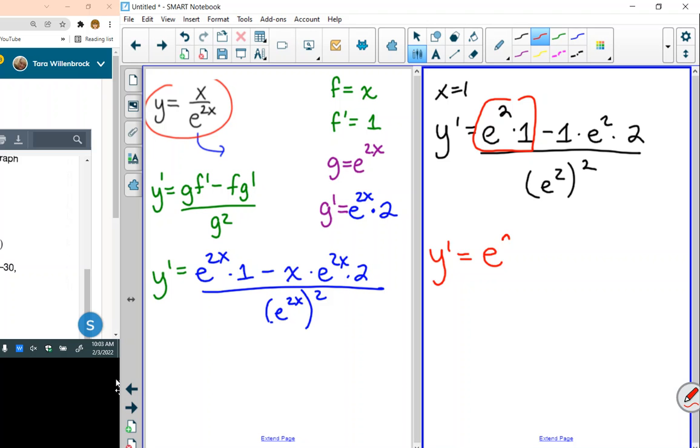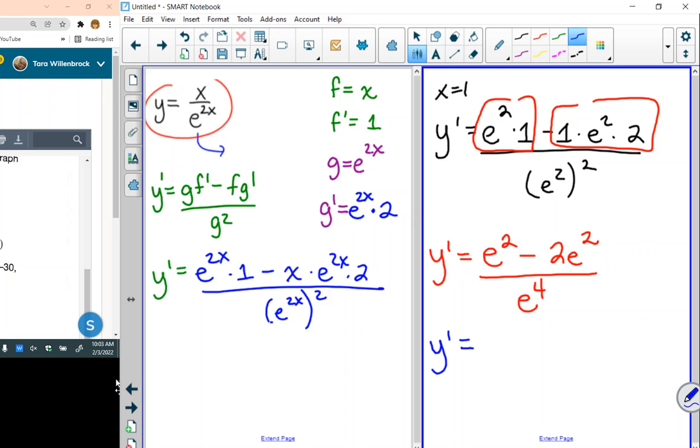Taking a couple little chunks of it, e squared times 1 is e squared. This guy back here minus, that becomes 2e squared. This is e to the 4th. Now, you've got to be careful about crossing things off. There's a couple different ways you can approach this.